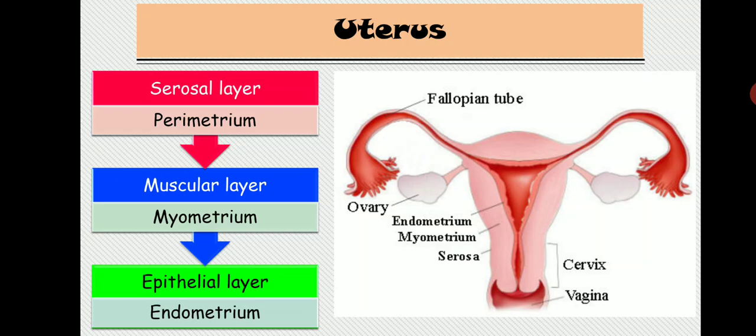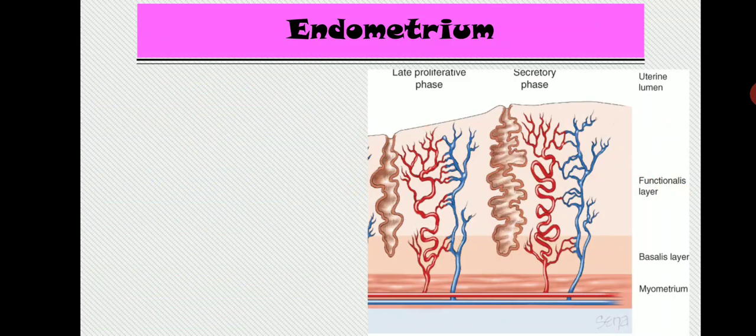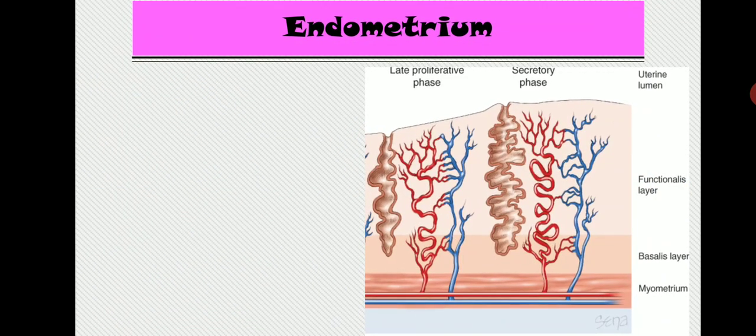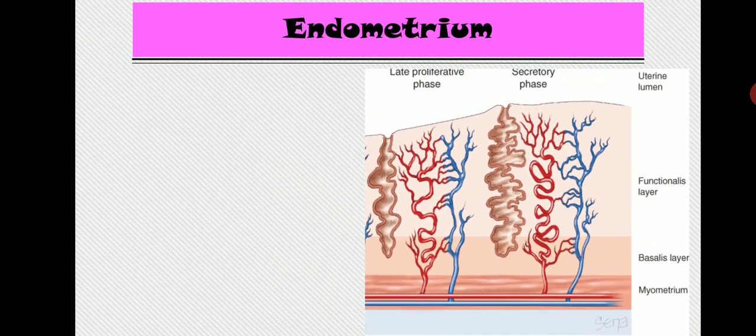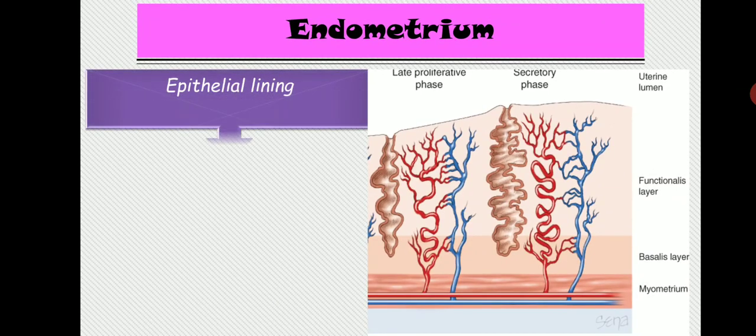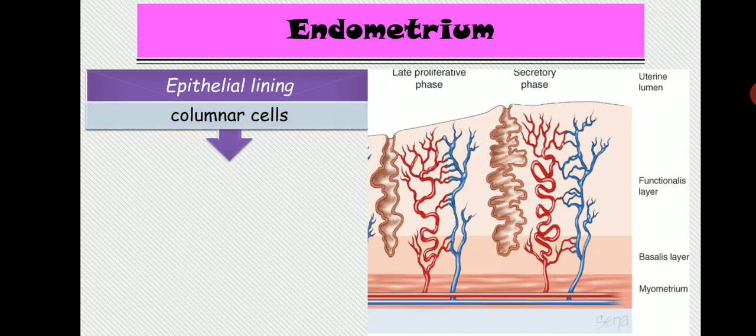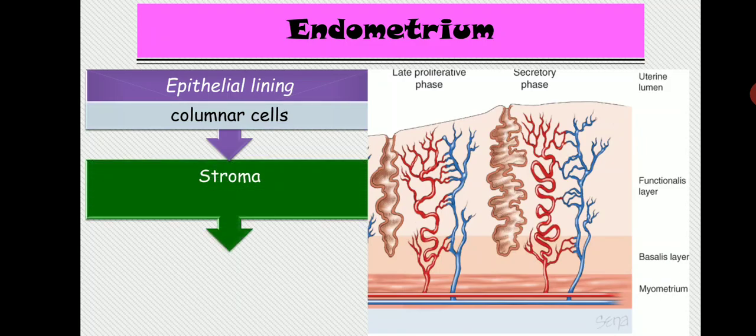So let's take a brief idea about what the endometrium is. This one is the endometrium. You see the myometrium is written over here. Above the myometrium, this entire portion is endometrium. Got it? The epithelial lining is mostly columnar cells. It has two things, epithelial lining and a stroma. The stroma is present in between the epithelial lining and the myometrium. This portion is the epithelial lining, this portion is the myometrium, and in between them, this entire portion is known as the stroma.